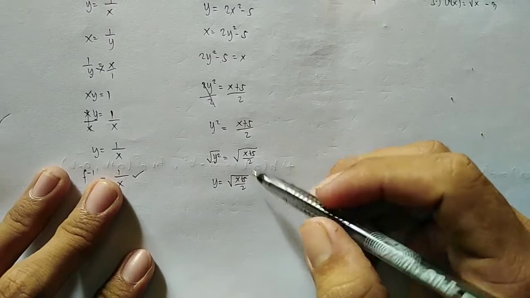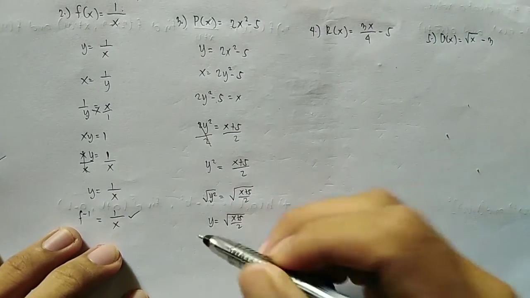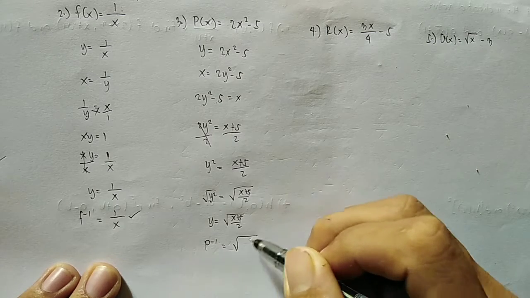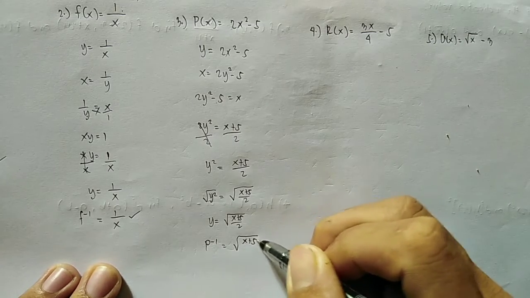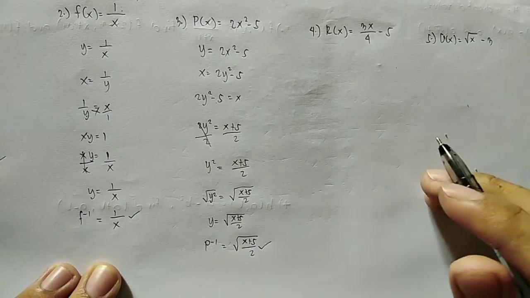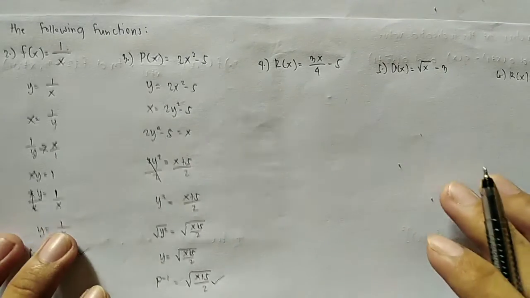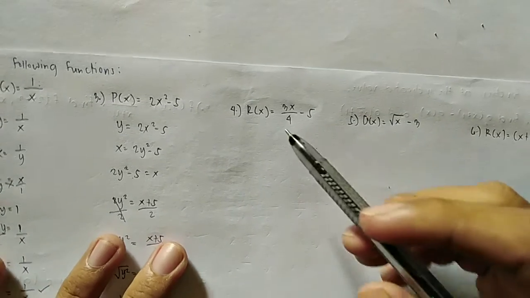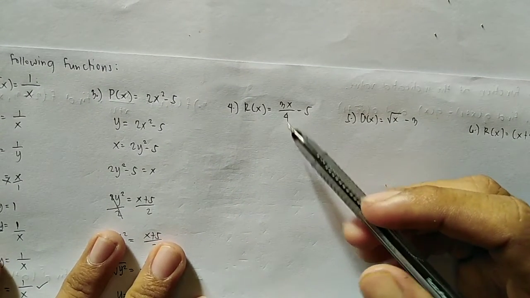So this is now the inverse, or you can rewrite that as p inverse, the inverse of the function p is equals to the square root of x plus 5 over 2. So this is now the final answer. Now let us move to example number 4. Our example number 4 is defined by the function r of x is equals to 3x over 4 minus 5.